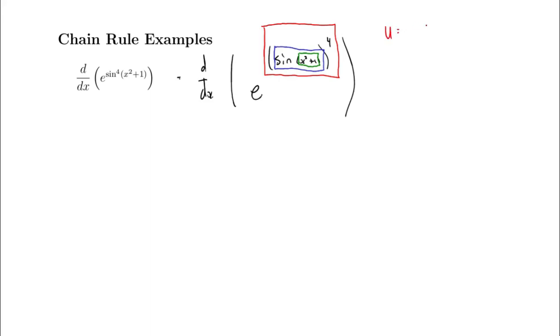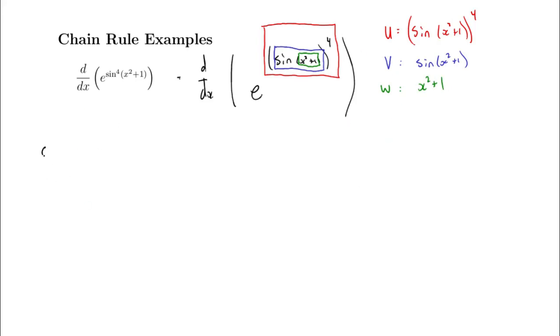We're going to call u sine of (x squared plus 1) raised to the 4th. And then we're going to call the blue one v. That's just sine of x squared plus 1. And then the green one, I'm up to w. I'll call that x squared plus 1. So I'm just labeling all of my layers of composition.